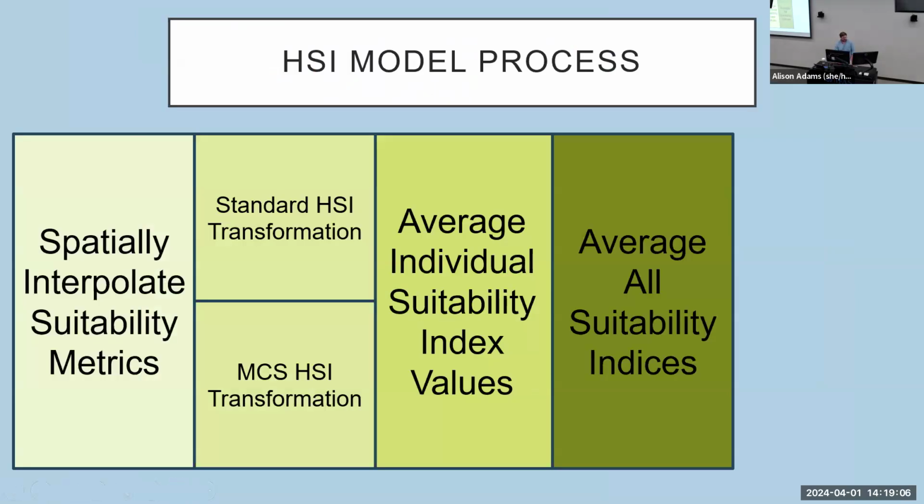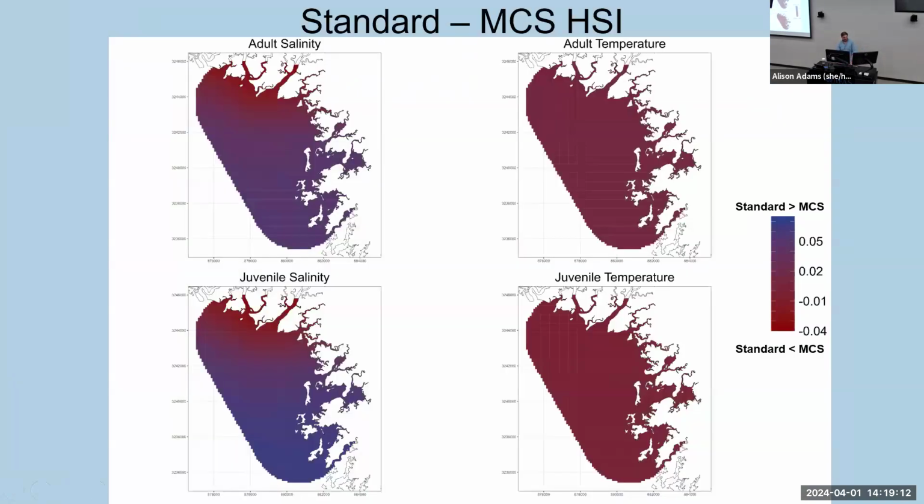And so the idea was, well, if it doesn't look like there's very many differences, how can we look at that? And a simple one is just a raster subtraction. So what I did is I took the standard methodology and subtracted the Monte Carlo simulation to see at each site how we're seeing differences and how that varies across the estuary. For adult and juvenile temperature, we get values of almost 0, indicating that for at least those, we don't really have uncertainty that impacts our HSI calculations.